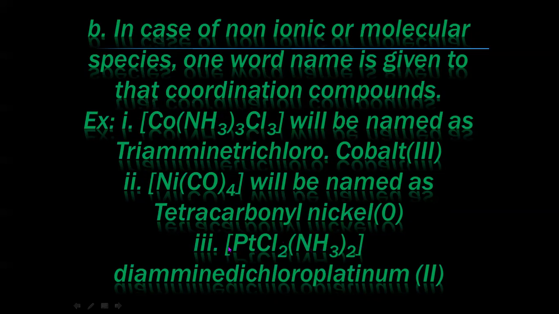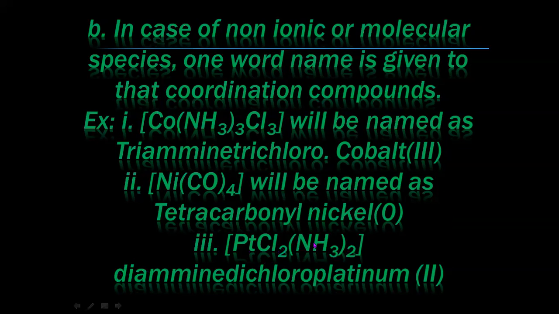This is a compound again having molecular form, or it is a non-ionizable or non-ionic compound, non-ionizable in water. So here platinum is the metal ion or metal used. Chlorine and ammonia are again the ligands. Both have two atoms, molecules or ions. Therefore, for two we use di.